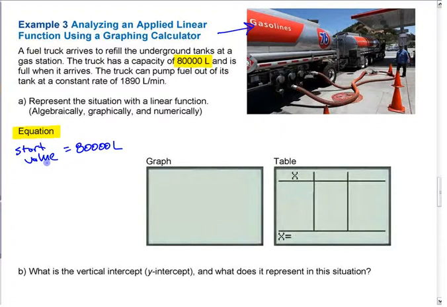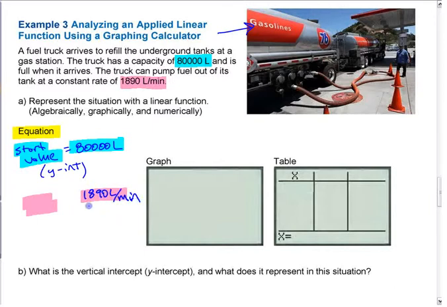That's the y-intercept. Okay? This value is the y-intercept. The start value or y-intercept. The other number that's here, okay, so you got 80,000, but you also have that number. What does that number represent? 1890 liters per minute. It's the slope.